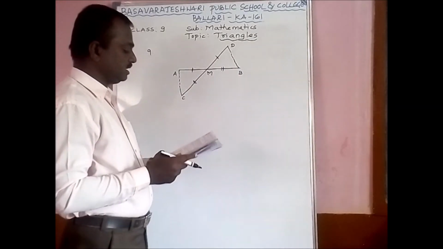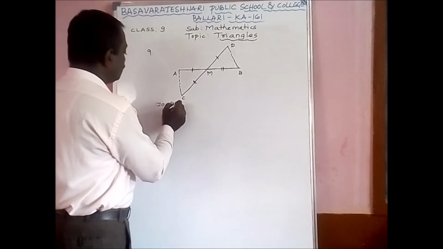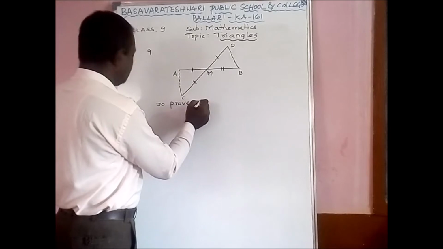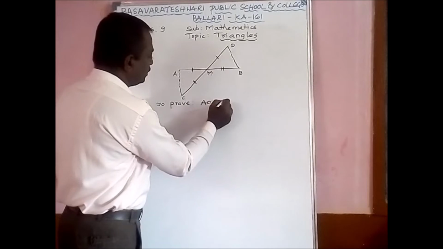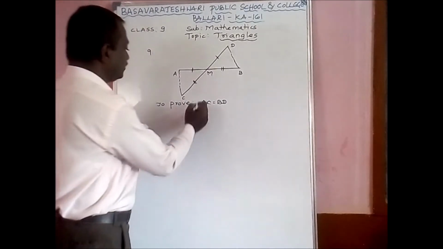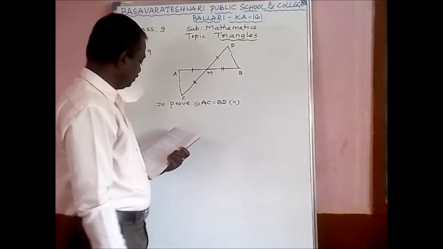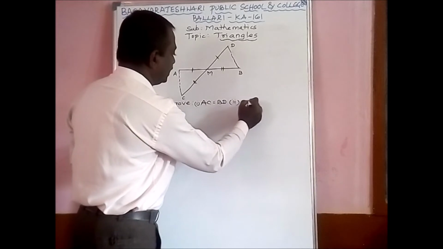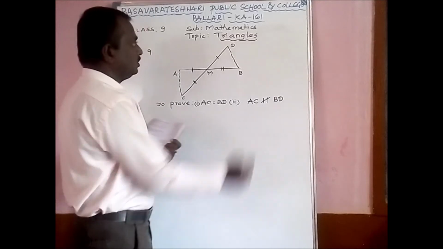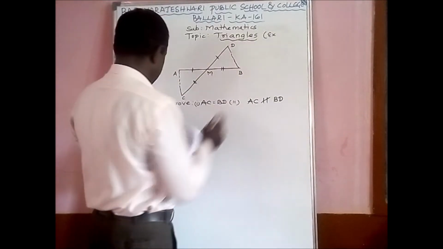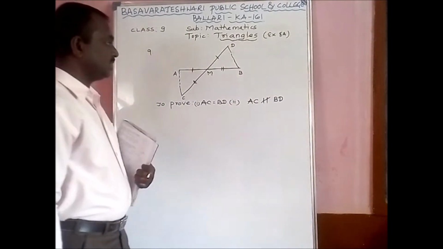Prove that AC is equal to BD. So what you have to prove? AC is equal to BD. Correct? This is the first point. Second point, you have to prove AC may not be parallel to BD. AC is not parallel to BD. This is exercise number 80 I am doing.